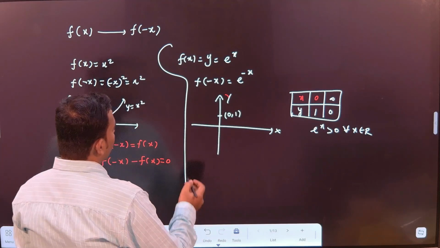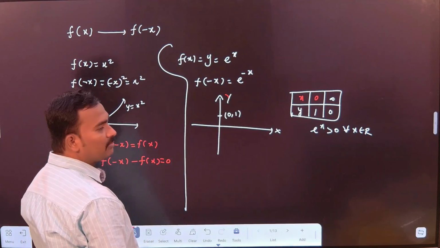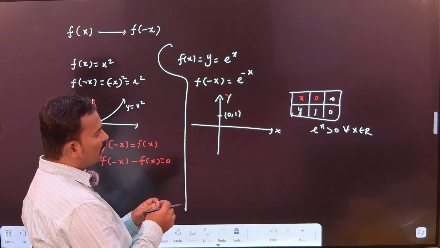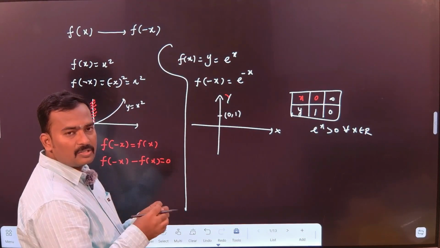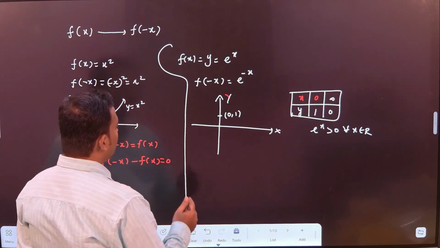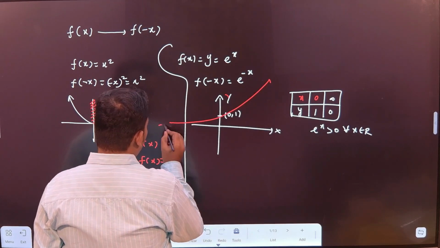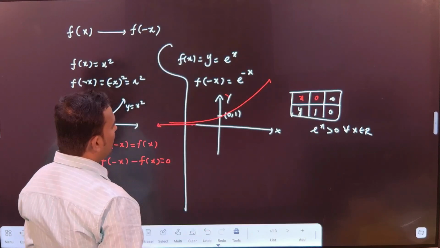The x-intercept is not possible, because e power x cannot be 0. That graph will not be crossing the x-axis. The graph is like this, so it will not touch the x-axis.